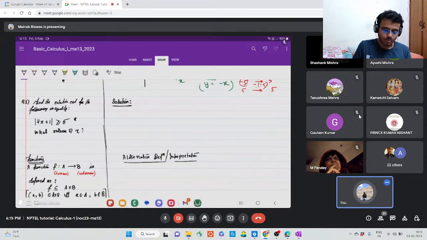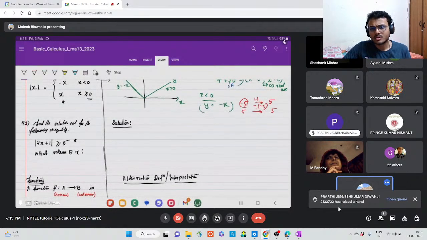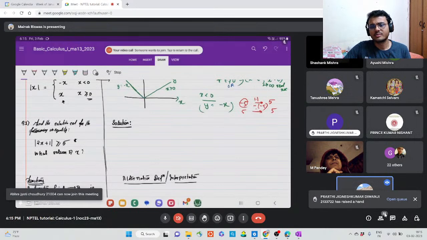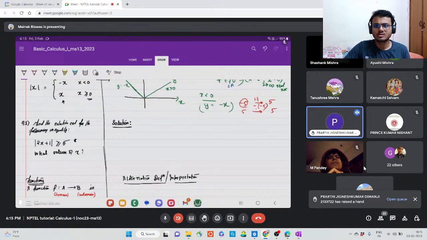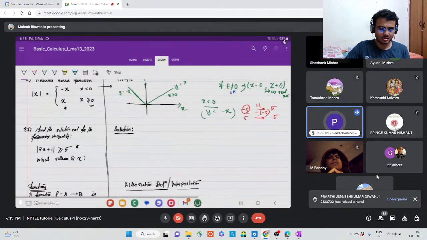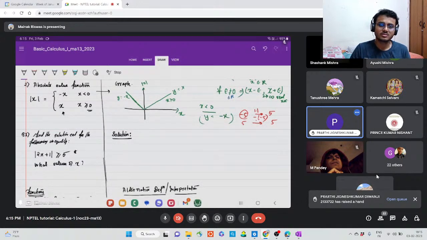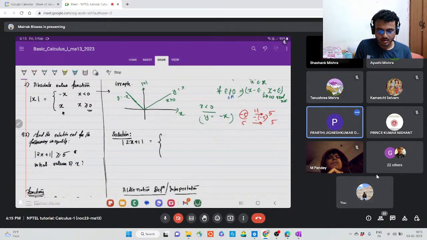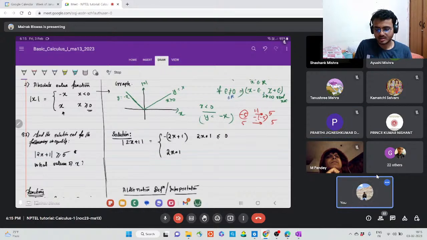Okay, so what have we? Prarthi, go ahead. The way we have defined mod x, the same way we can define mod of 2x plus 1. Correct. So it is minus of 2x plus 1 for 2x plus 1 less than 0, and positive 2x plus 1 for 2x plus 1 greater than or equal to 0. That's great. Thank you. So these are the two conditions that would come up.